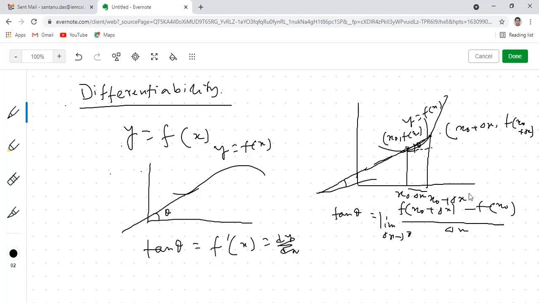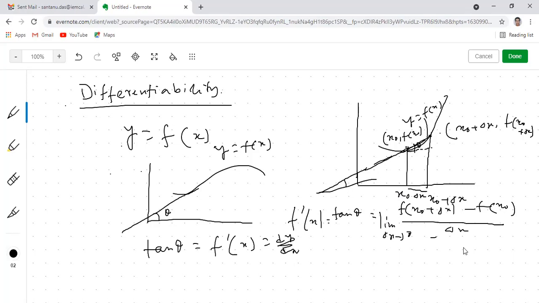So if this limiting value of this quotient exists, then we say that the slope exists, and this is denoted as f dash x. So what are we doing? One application is that we are measuring the rate of change of the dependent variable with respect to the change in the independent variable. Here the dependent variable is f(x) and the independent variable is x. So the change in the dependent variable is f of x0 plus del x minus f of x0, and the change in the independent variable is del x. So we can measure the rate of change of the dependent variable with respect to the independent variable.